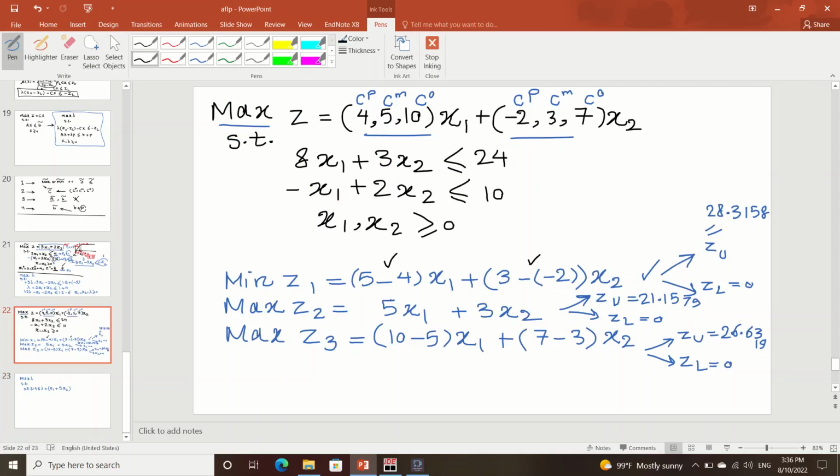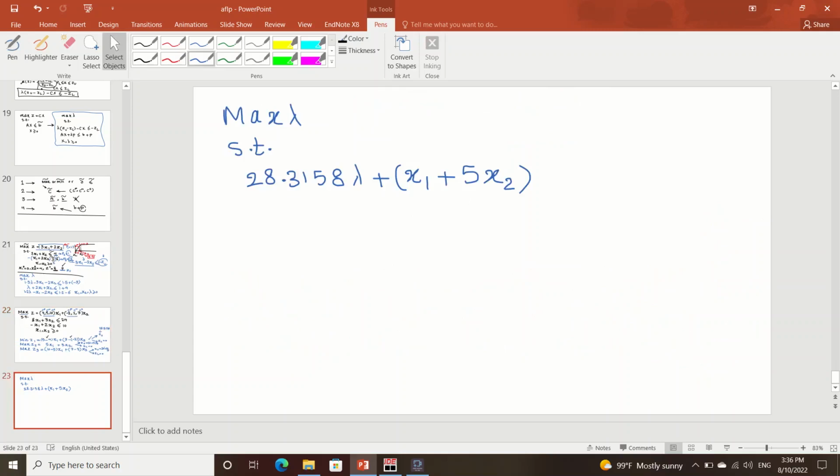x1 plus 5x2. Okay, is less than Z upper. The objective function must be minimized, so the value of the right hand side equals Z upper. What is Z upper? 28. This is the first inequality or constraint for the converted certain linear programming model.